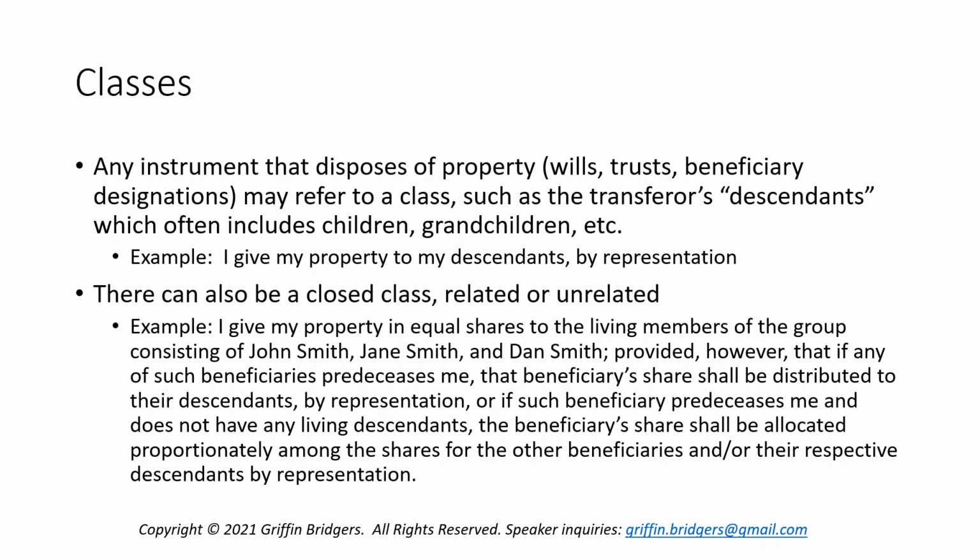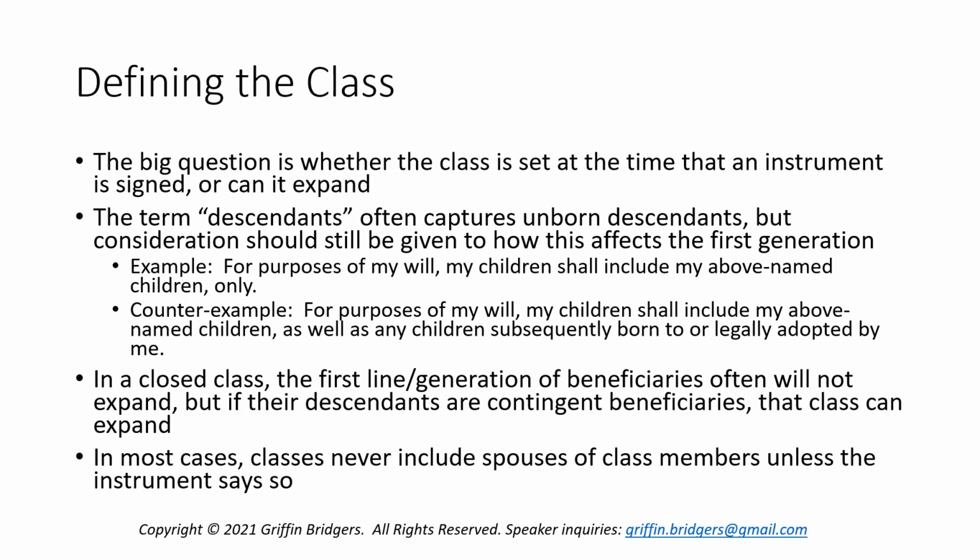If you want, say, a family friend's descendants to benefit under your will or your trust or a beneficiary designation. But that aside, the big question with any class is whether and to what extent it's set at the time that an instrument is signed, or can it expand after the instrument is signed?